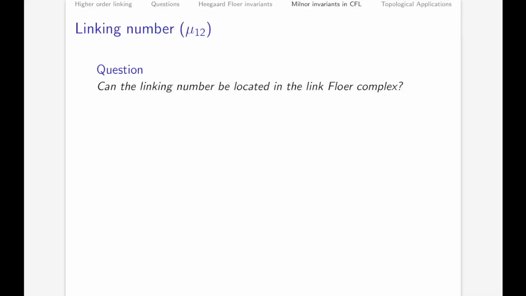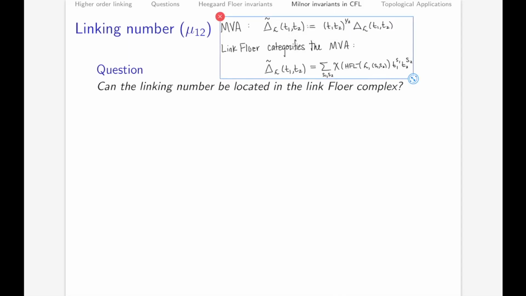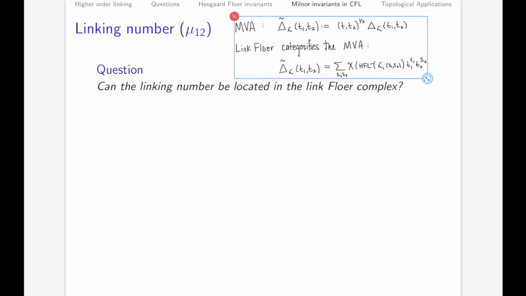Okay, with a bit of groundwork laid, now we can pose and answer a question. Can the linking number be located in the link Floer complex? Yes. Let's see how that works. The first thing to remember as we work through this is that link Floer homology categorifies the multivariable Alexander polynomial.